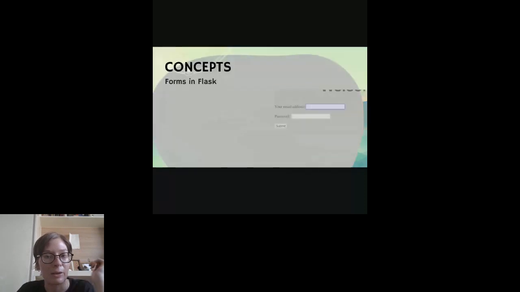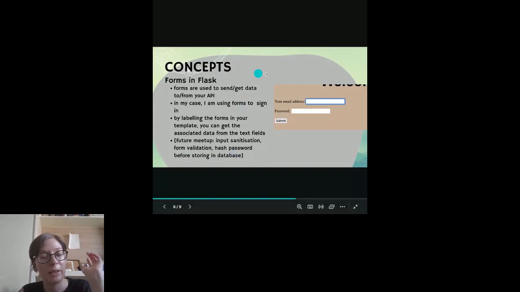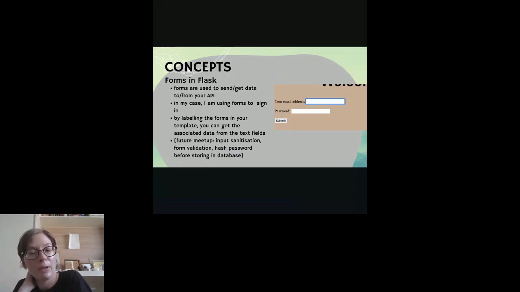The next concept I wanted to touch on was forms. Forms are basically used to send or get data to and from your API. What I'm currently doing is using a form for somebody to sign in or sign up, to register. Let's say you have a website and the person who visits your website really wants to sign up, maybe for a newsletter or for content. That's basically what I'm trying to do at the moment. You label the forms in your template, and then you can get the associated data from these fields. I'm trying to keep it a little bit simple for this meetup.